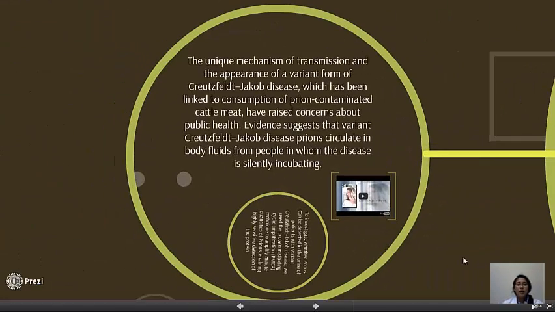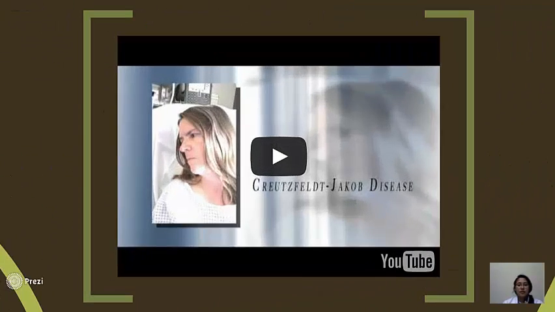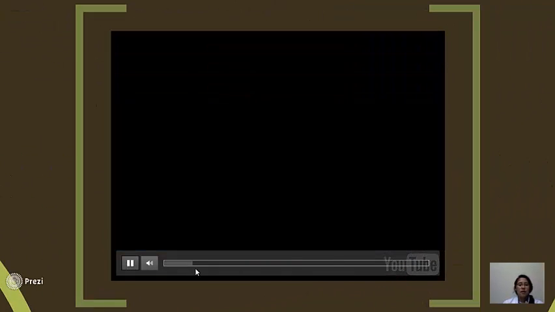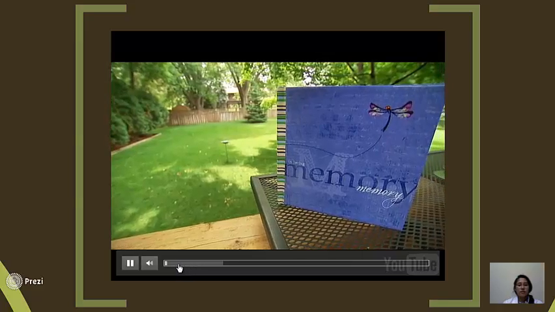So, the unique mechanism of transmission and the appearance of a variant form of Creutzfeldt-Jakob disease, which has been linked to consumption of prion-contaminated cattle meat, have raised concerns about public health. Evidence suggests that variant Creutzfeldt-Jakob disease prions circulate in body fluids from people in whom the disease is silent, incubating. Let's see a case.